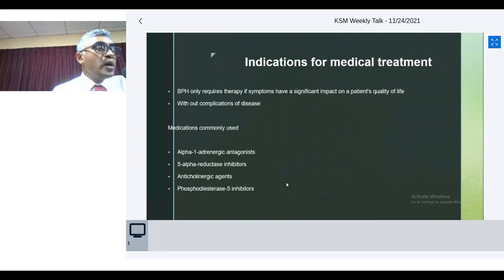So who are the patients we are going to start on treatment? If they have got moderate symptoms, if they have got complications of this phenomenon, then we can start treatment. So what are the treatment strategies we got? In the pharmacological aspect, we got alpha-1 adrenergic antagonists, we got 5-alpha reductase inhibitors, we got anticholinergic agents which can be combined with this treatment, or newly we can do phosphodiesterase inhibitors, which will act on prostate, bladder, as well as most of the areas, but the way they act is not proven yet.